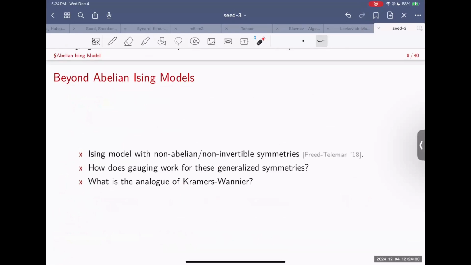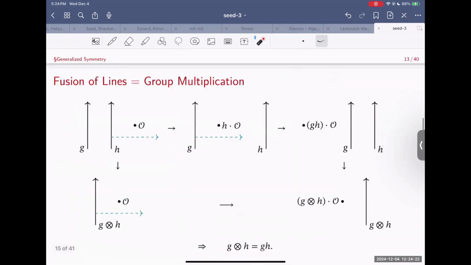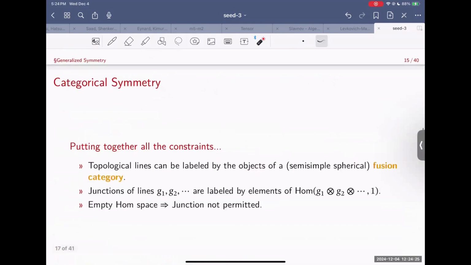Now, what we would like to know is how to generalize this story. So how to consider Ising models that have more interesting symmetries than just abelian symmetries, for example non-abelian finite groups or categorical symmetries. And then how we can do this process of gauging and what does Kramers-Wannier look like? So that's going to be the main topic of the talk. So here I'm going to skip a few pages. I think these are quite elementary.